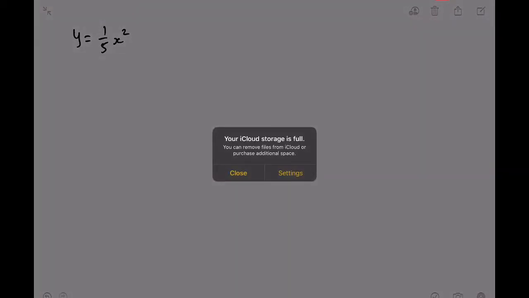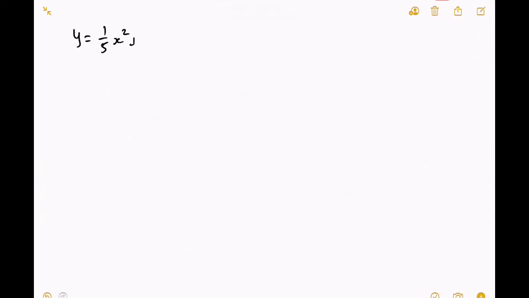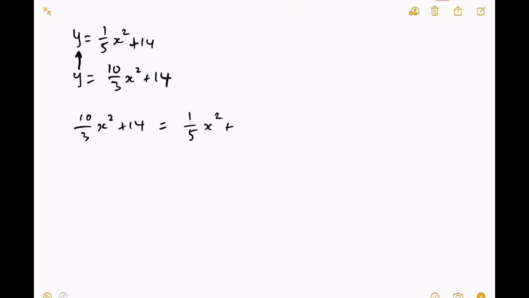So two equations, y equals 1/5 x squared plus 14, and then y equals 10 over 3 x squared plus 14. I'm going to feed y into y. You can feed the other one into the bottom one if you want. 10 over 3x squared plus 14 equals to 1/5 x squared plus 14.